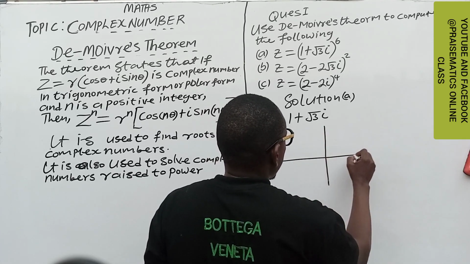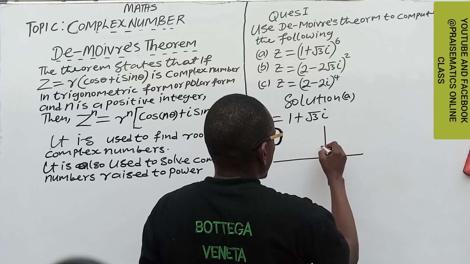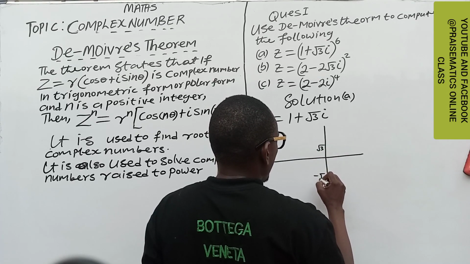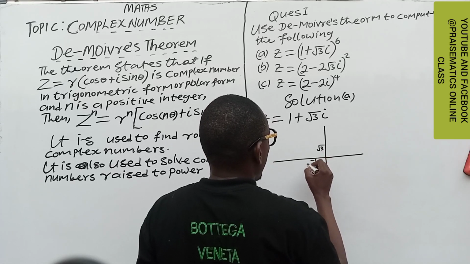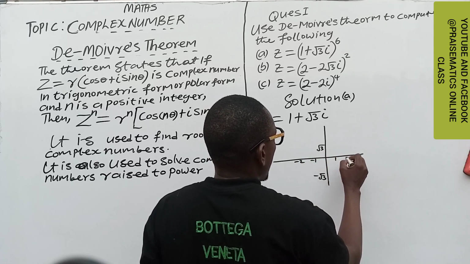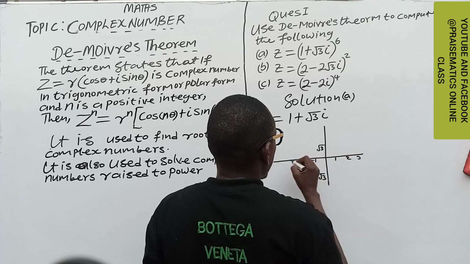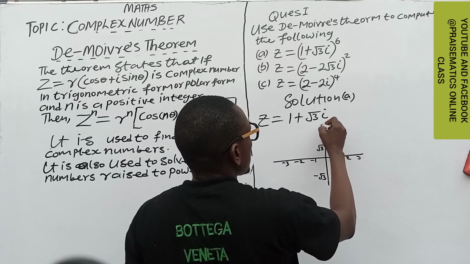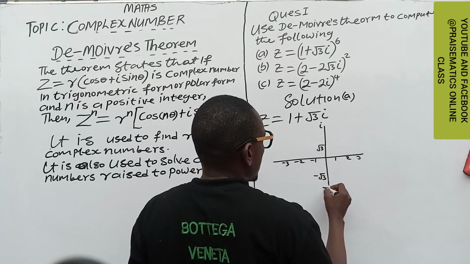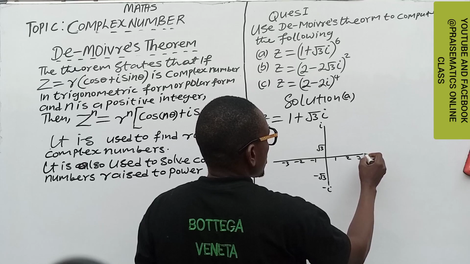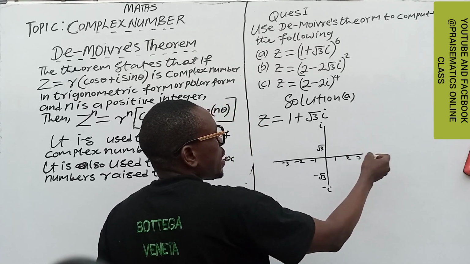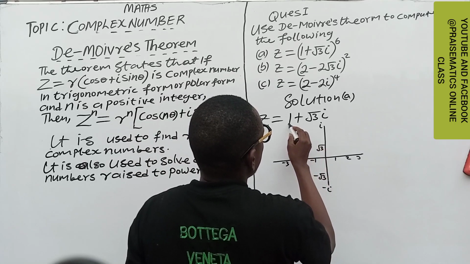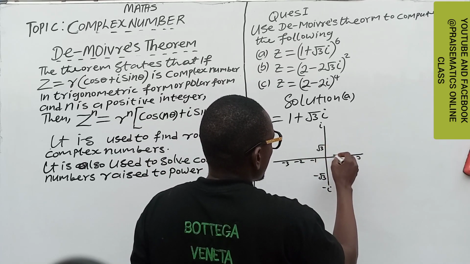Imagine that this is the diagram. Here is root 3, here is minus root 3. Let's just mark minus 1, minus 2, 1, 2, 3, minus 3, etc. This is the i axis, this is the minus i axis. This is x, the real axis, and this is the imaginary axis. So when x is 1, y is root 3.